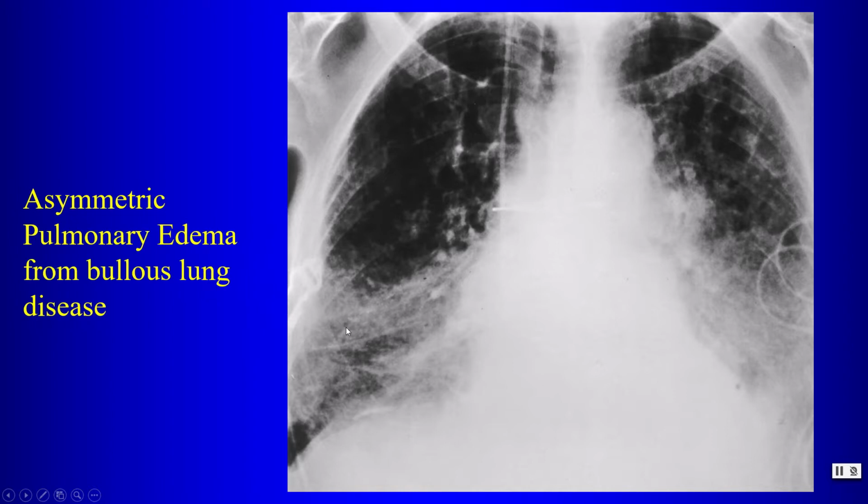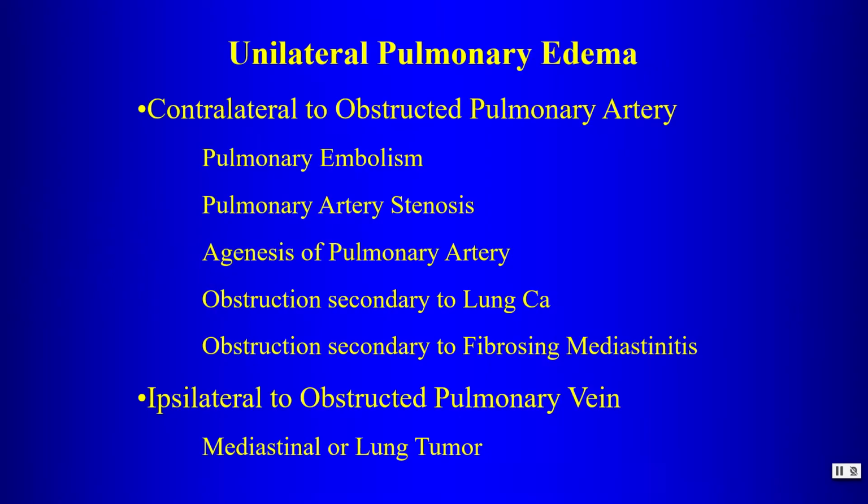Here's another example where this patient has these large bullae here within the upper lobes. So when the patient develops pulmonary edema, we don't see the consolidations where the bullae are because there's no lung tissue there. We see the consolidations here in the lower lungs. So asymmetric pulmonary edema can also be associated with COPD.